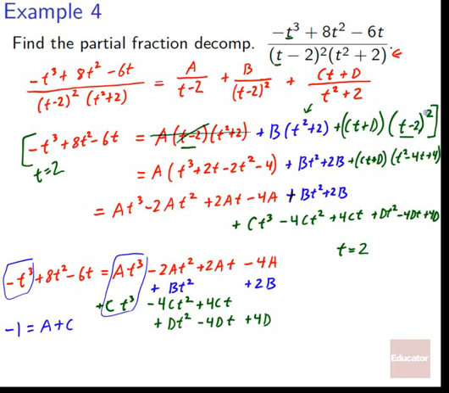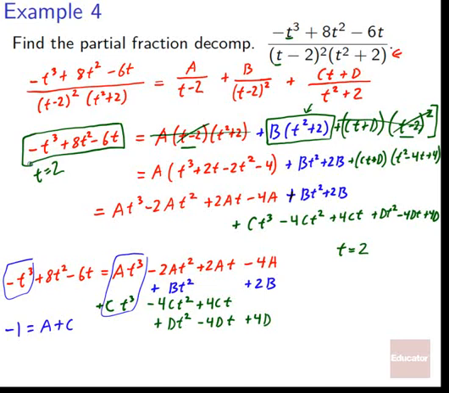And it will cause this here to turn to 0 as well, and it will also knock out our c and our d terms, and we'll be left with just b times t squared plus 2, where t is 2, only t is 2, and negative t cubed plus 8t squared minus 6t when t is 2.